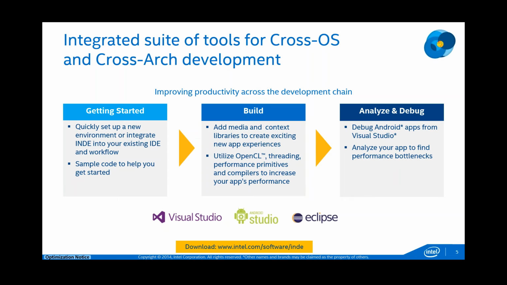With that, you can start building by adding various of these APIs, and you can take advantage of OpenCL, threading libraries or performance primitive libraries. We'll go in depth about what exactly these libraries are and where exactly they can be helpful in improving the performance of your applications.